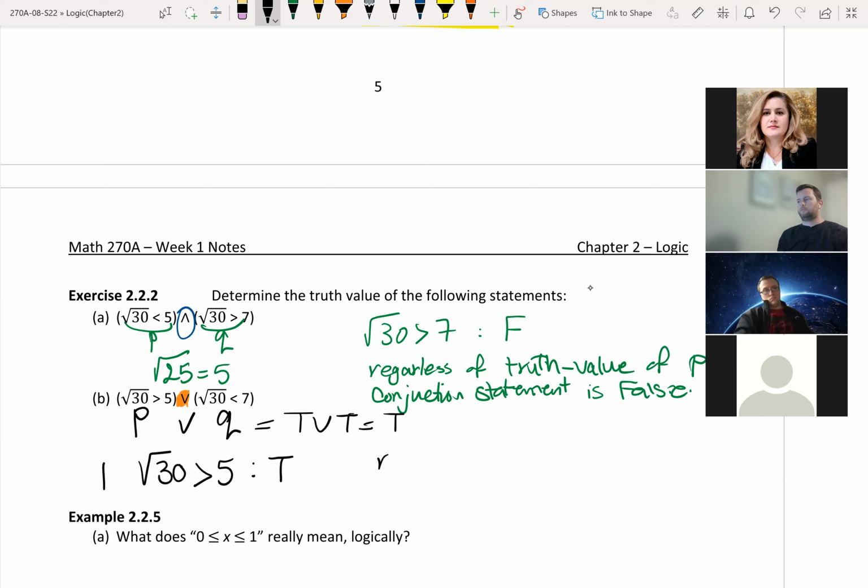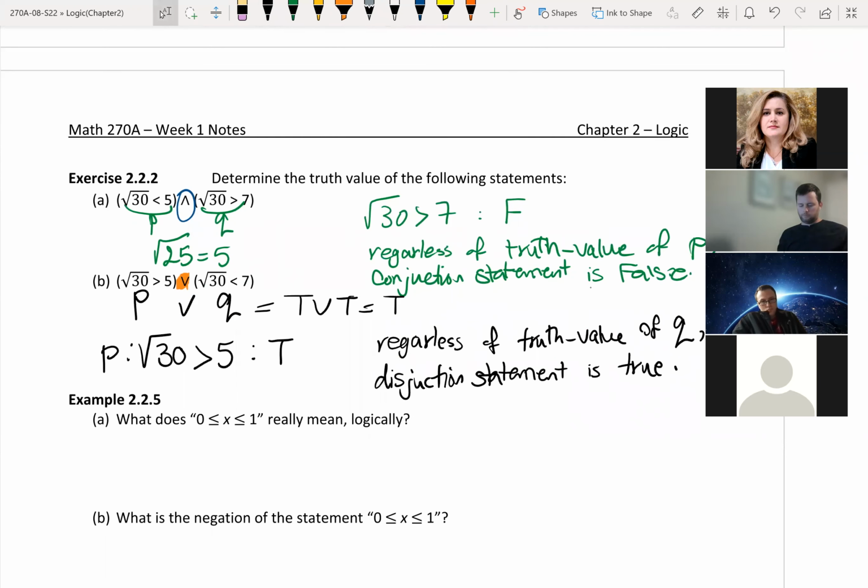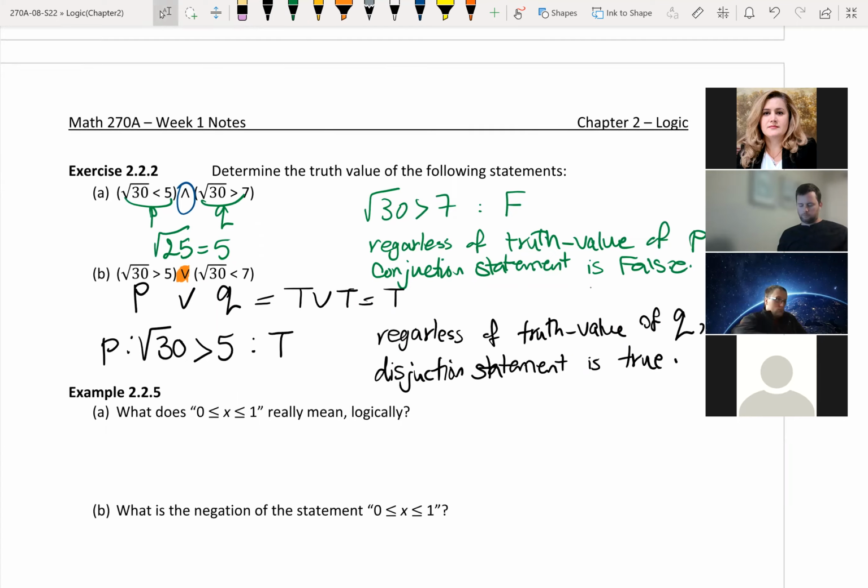But I'm still going to use the same argument. Regardless of the truth value of Q, the disjunction statement is true, because true with anything in a disjunction is going to be true. Fine.